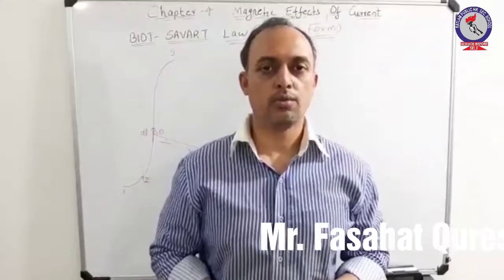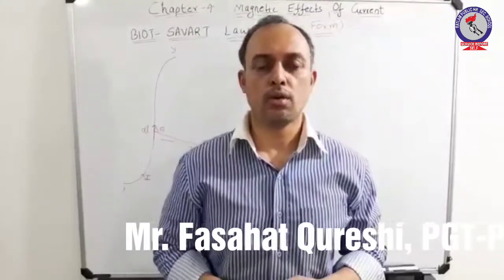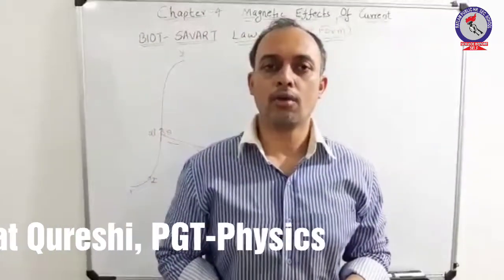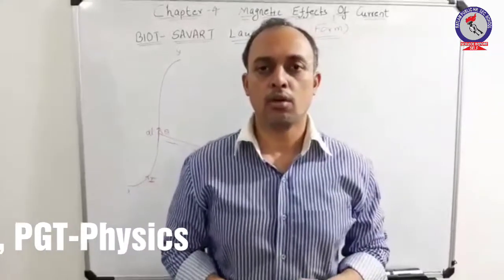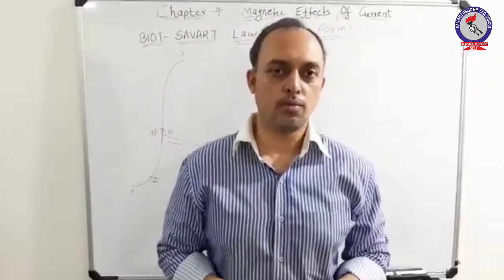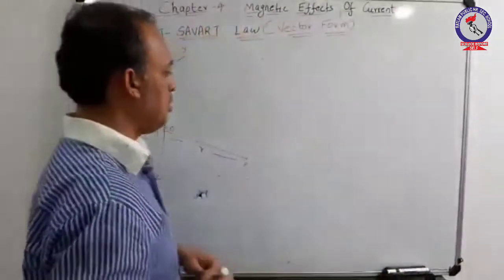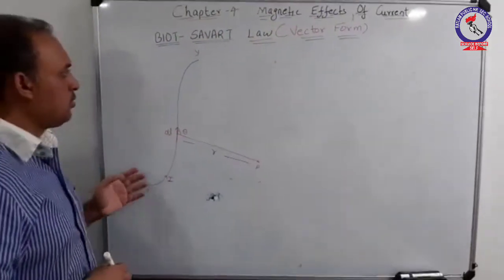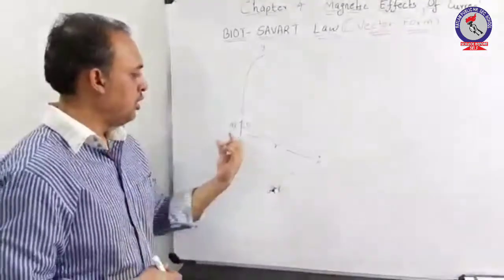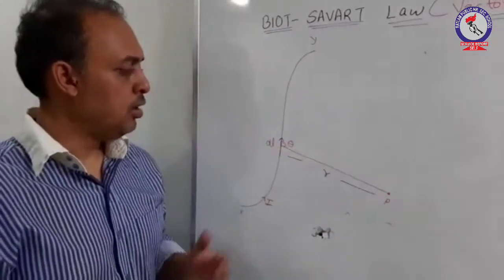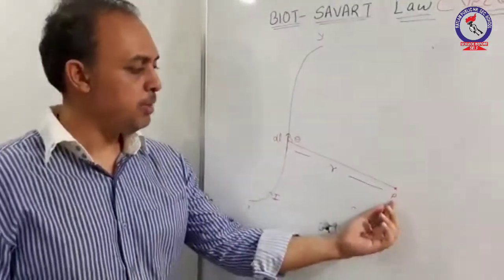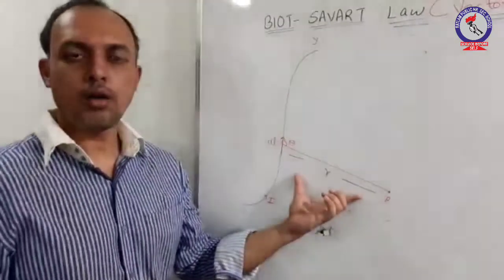In this section of my video, we'll be going through the concept of the vector form of Biot-Savart law. As we had already derived the simple magnitude of Biot-Savart law, now we'll be converting that magnitude into its vector form. As we had already studied, we have considered this as a conductor, I is the current which is flowing through it, dl is the small element whose field is to be calculated at point P, and the point P is at a distance of r from this element.